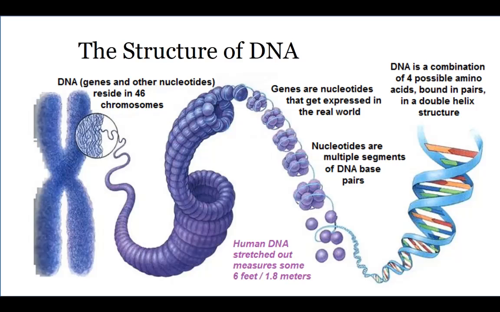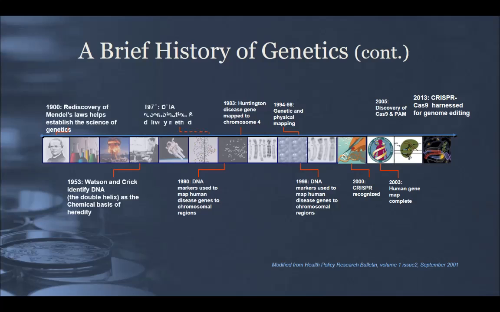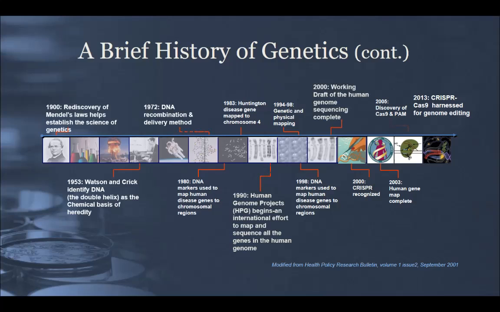Those genes are made up of nucleotides that get expressed in the real world by converting the nucleotide base pairs into amino acids and ultimately into the folding of the protein. Now, we could go ahead and spend a lot of time going through this history of genetics. I'll go ahead and leave a copy of this for you on our website.